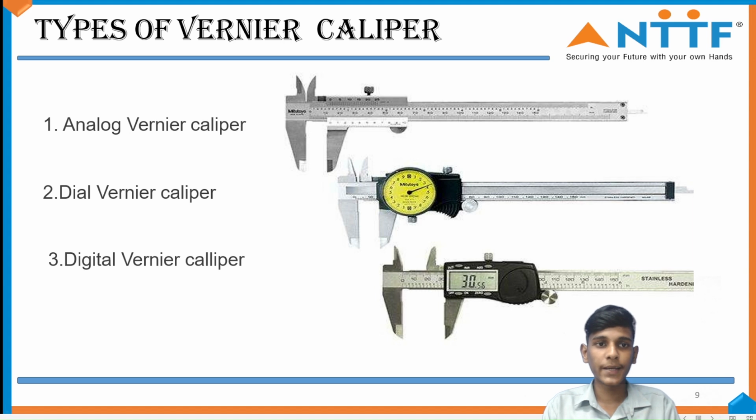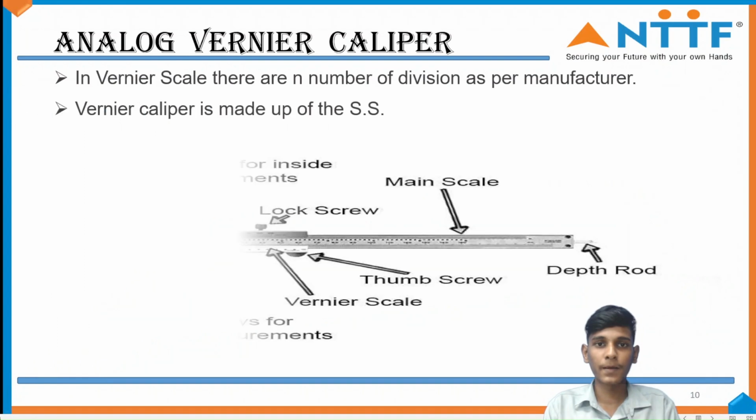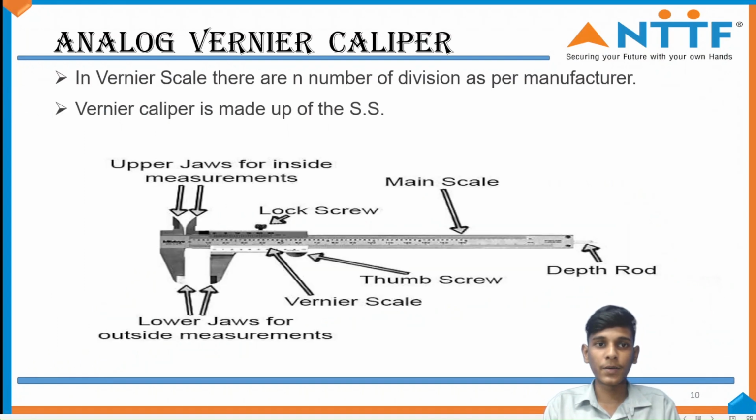Types of vernier caliper. There are 3 types of vernier caliper: analog vernier caliper, dial vernier caliper, digital vernier caliper. Analog vernier caliper: in the vernier scale, there are n number of divisions as per the manufacturer. The vernier caliper is made of stainless steel.